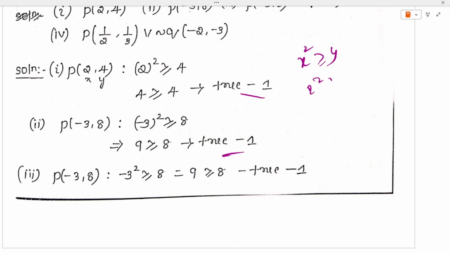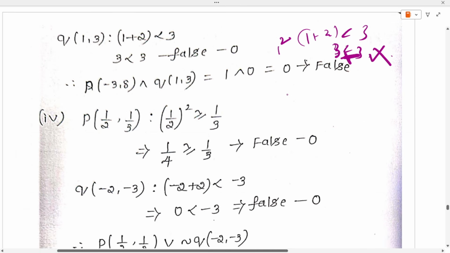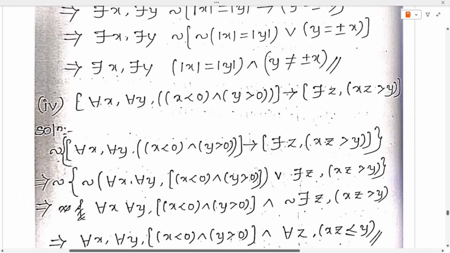You just have to substitute the value. They have given 2 square is greater than or equal to 4. Okay, that is 4 is greater than or equal to 4. The same way for all, if you have 1, it is true. If you have 0, it is false. The same way, you can do these concepts with one or more variables.